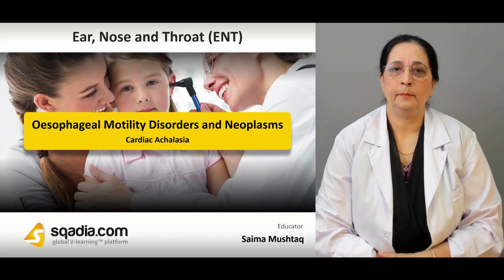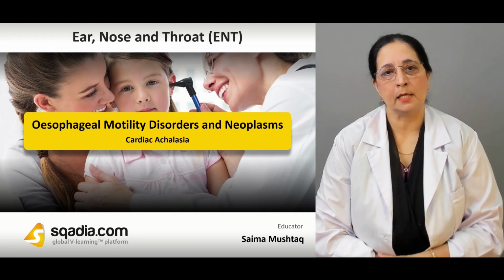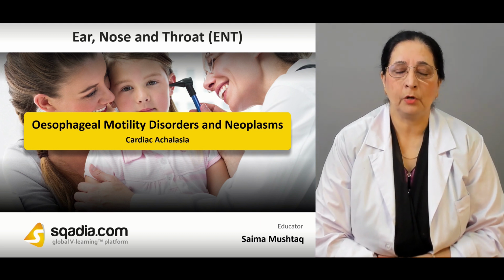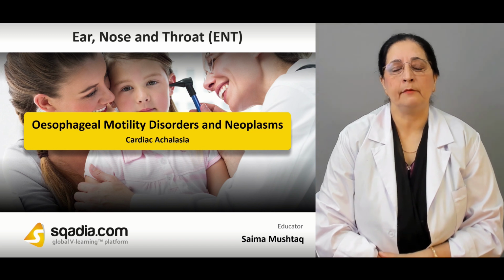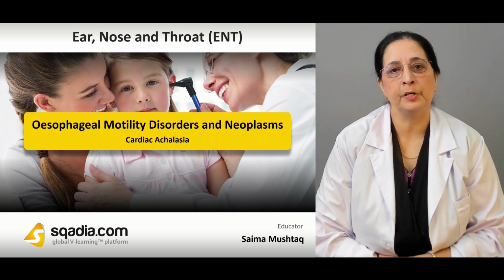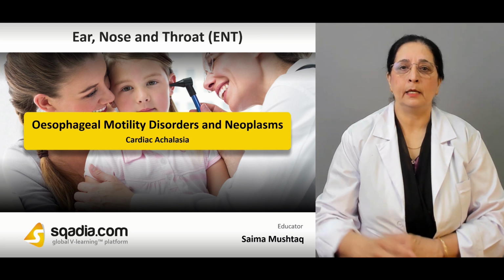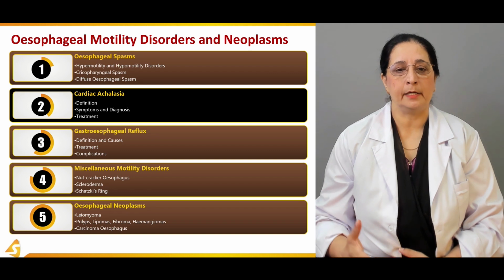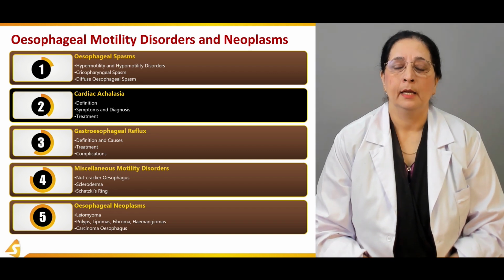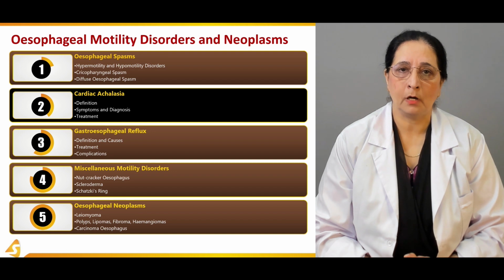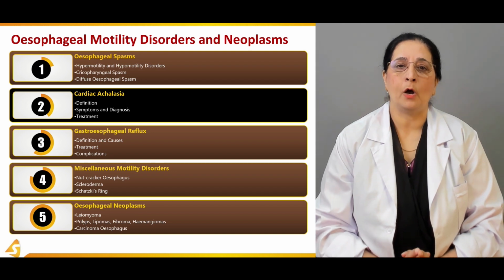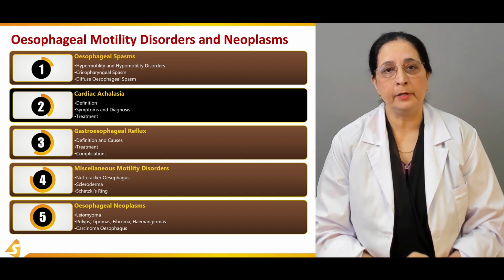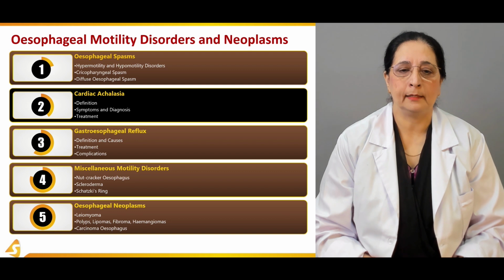So after talking about the different spasms of the esophagus, we talked about the diffuse esophageal spasm, and also about the cricopharyngeal spasm. Next, in this section, we will talk about the condition known as cardiac achalasia: what is cardiac achalasia, how the patient with this condition presents, and how we can diagnose and treat cardiac achalasia.